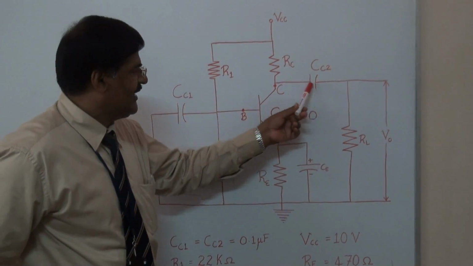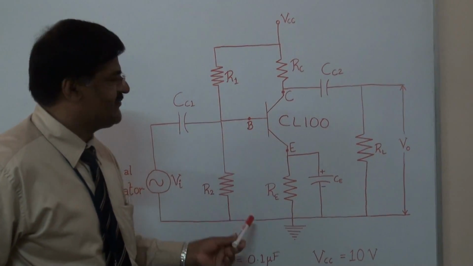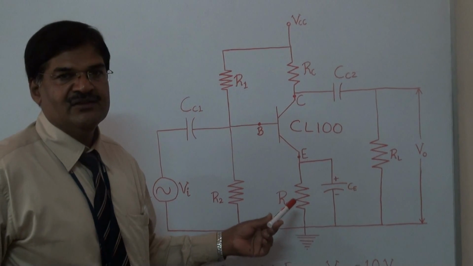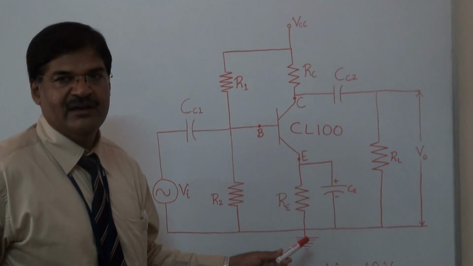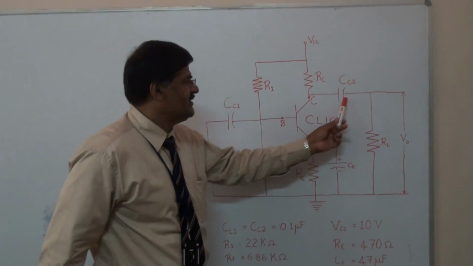If we don't connect these two, the DC conditions we fix for this amplifier will be disturbed, so that the Q point will move up or down and amplification won't be that good. That is the reason we need these two.